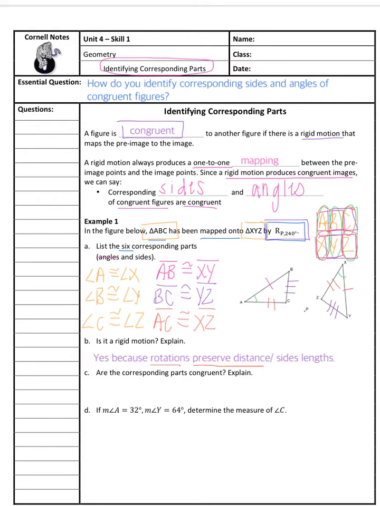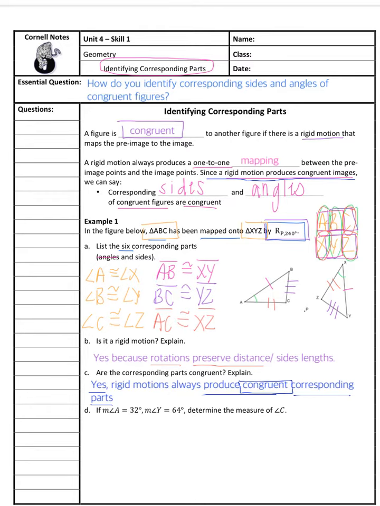So the second question says, are the corresponding parts then congruent? So this time, again, we're going to say yes, and it's because rigid motions always produce congruent corresponding parts. And I got that from right up above here. Rigid motions produce congruent images, and we said because of that, they produce corresponding sides and angles that are also congruent. So it's really important here that you say yes, rigid motions always produce congruent corresponding parts, because if you just say they produce corresponding parts, well, that's not getting at the question.